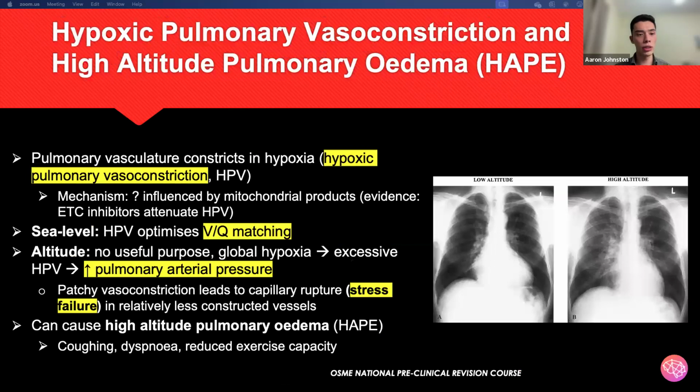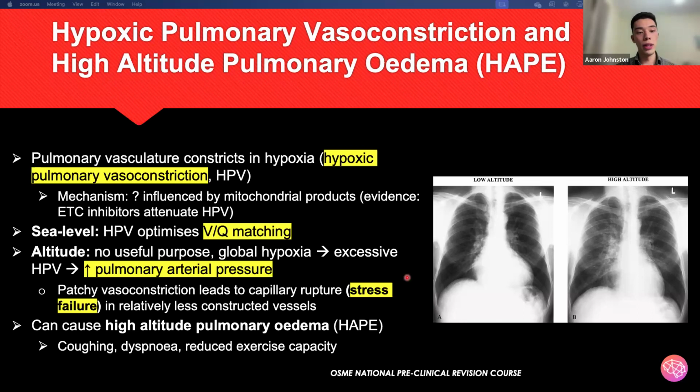So, pathology at altitude then. High altitude pulmonary edema is one of the major pathologies you'll encounter in your lectures. And this is driven by the phenomenon of hypoxic pulmonary vasoconstriction, HPV. What drives HPV is not entirely clear. However, it's been proposed that it might be due to mitochondrial products, and the evidence for this is that if you inhibit the electron transport chain, you can attenuate the vasoconstriction in response to hypoxia.